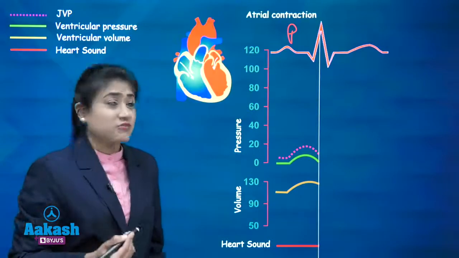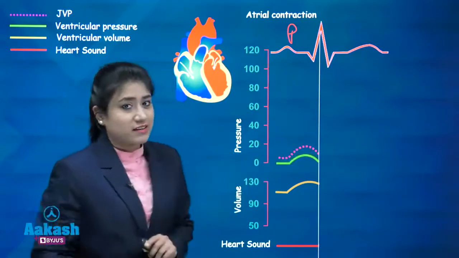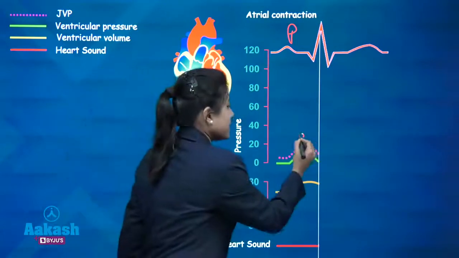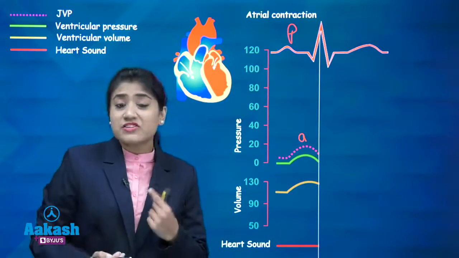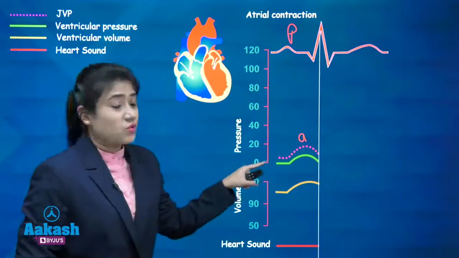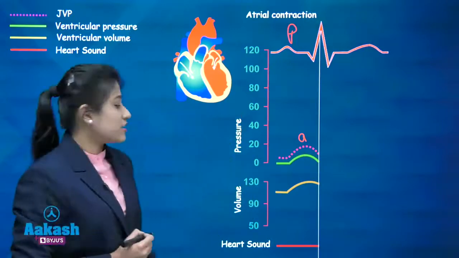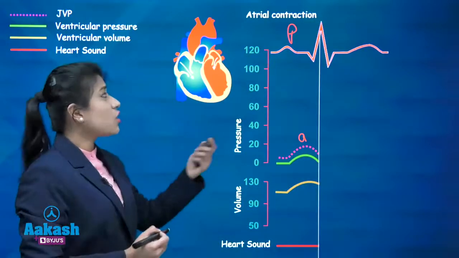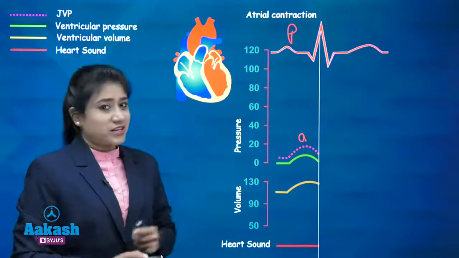What will happen after that? After that, you will get atrial contraction. What will happen to the atrial wave? In atrial contraction, there will be an increase in atrial pressure. So, you will get the A wave on what? JVP, because we know that the atrial pressure is reflected in the JVP waves. So, this one is your A wave. What is happening to the ventricular pressure? Ventricular pressure is increasing during the atrial contraction. What is happening to the ventricular volume? Again, it is increasing.